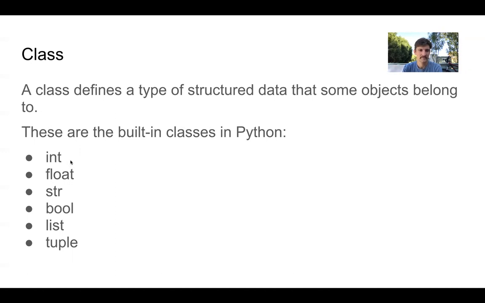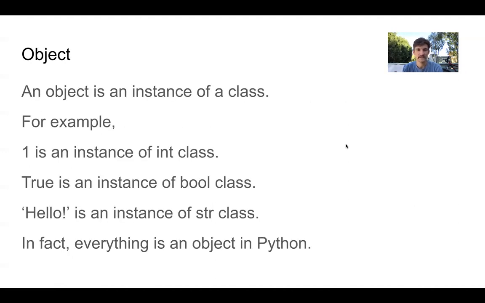int is a class that defines the int object. Same thing with float, string, bool, list, and tuple. Since everything's an object, everything is defined by a class. They're like the blueprints to make objects. So an object then is an instance of a class.